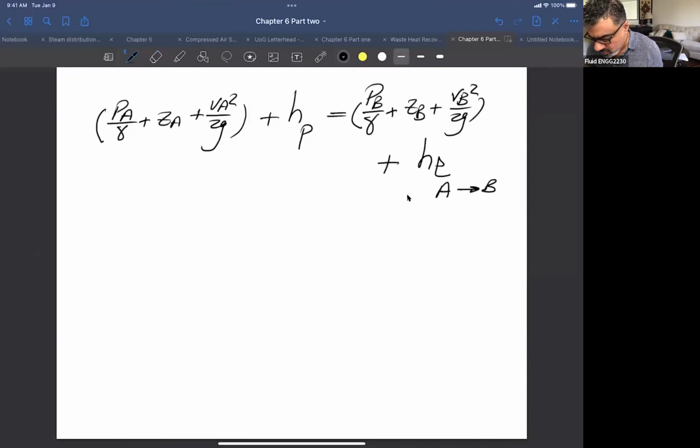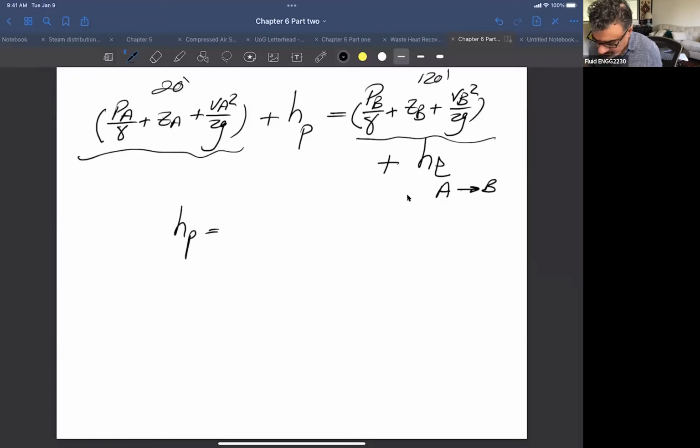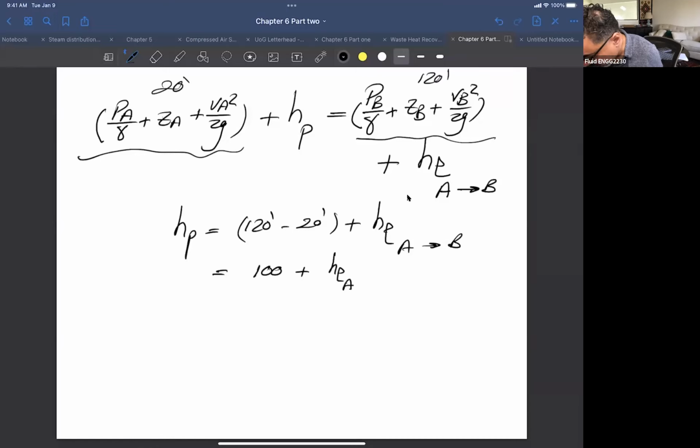Okay. So now this total energy here is the tank level. This total energy here is a tank level. So I can say this total here is 20 and this is 120. Which means that H pump here is 120 minus 20 plus H loss between A and B. So this is 100 plus H loss A to B.